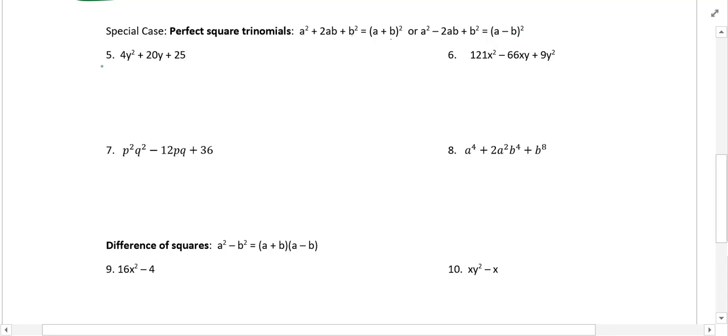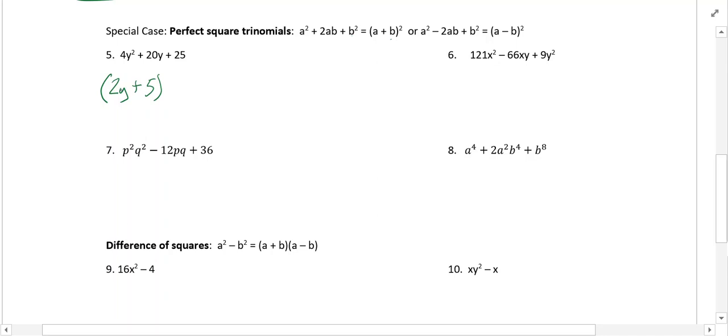So let's take a look at it with numbers. Let's try this. The square root of 4y squared would be 2y. The square root of 25 would be 5. And if I put a plus sign in the middle, let's see if my perfect square trinomial holds true.